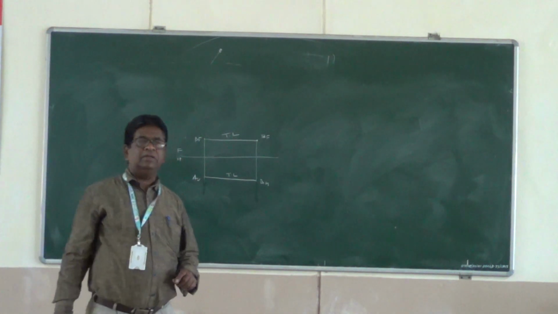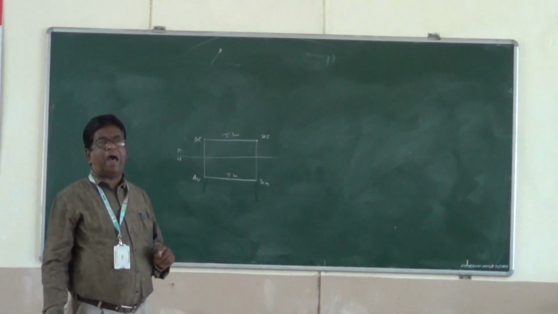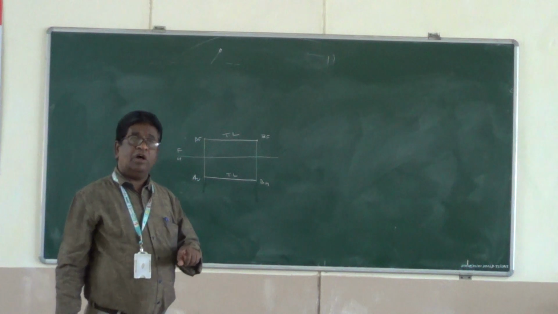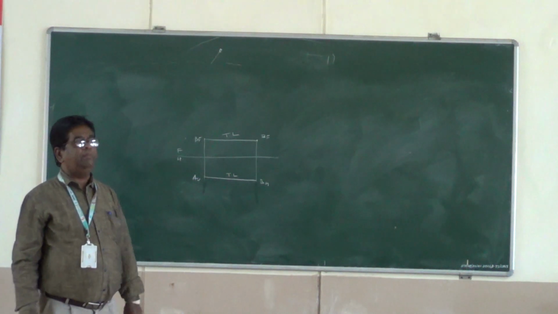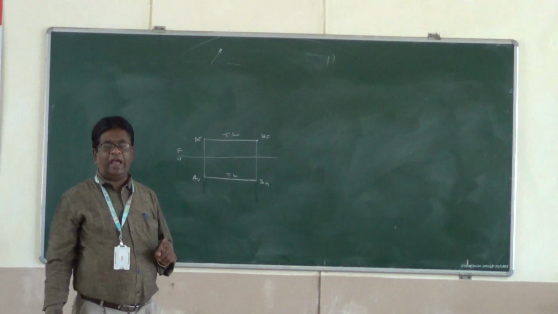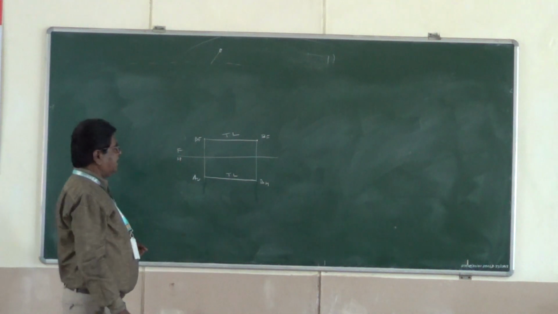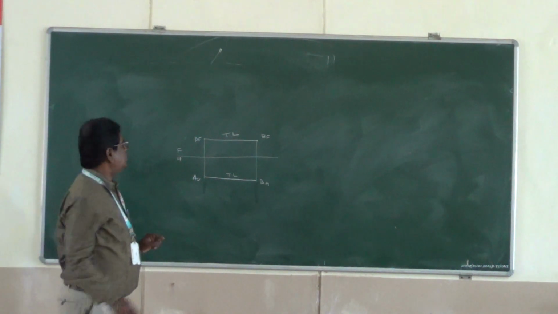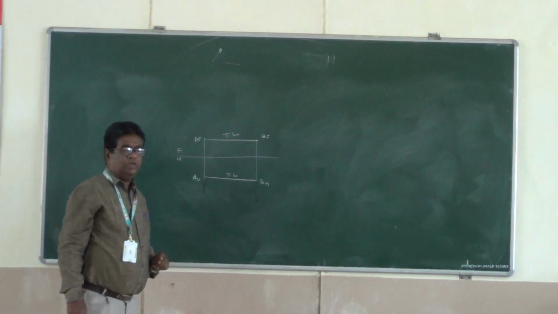So what happens? Keep in mind that if a line is parallel to one of the planes, the line will show its true length on that plane. Once again I repeat, if the line is parallel to one of the planes, then that line will show its true length on that plane. Now in this first case, the line is parallel to both the planes. So that's why it will show its true length in both views.